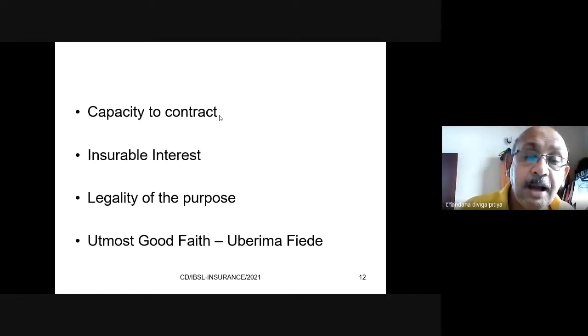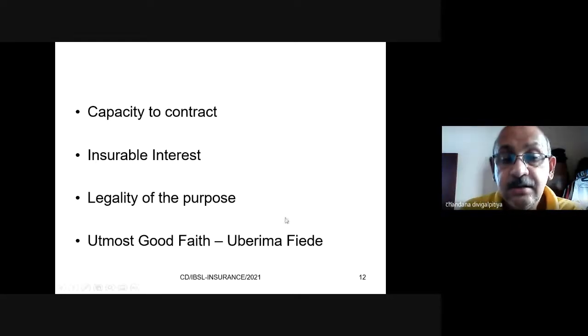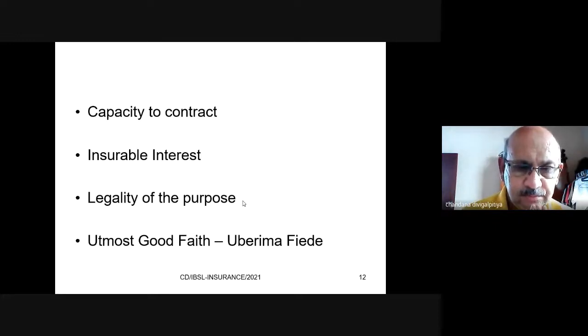Insurable interest I come last. Legality of the purpose. If you want to buy insurance, there should be legal purpose. The purpose of buying insurance should be legal. Put a dash here. The purpose of buying insurance should be legal.